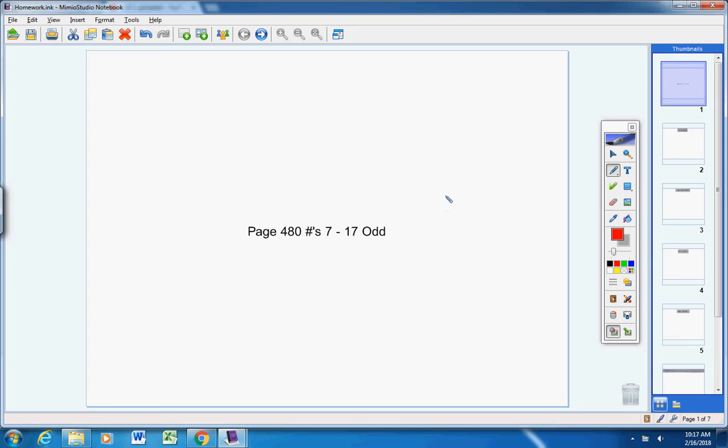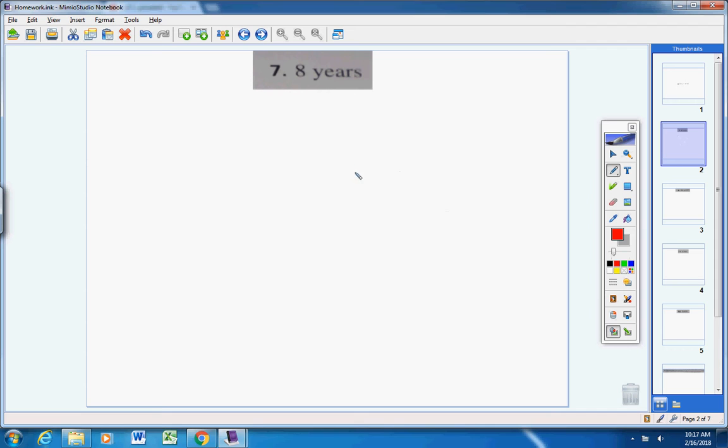Let's jump right into these problems. Okay, for number 7 and 9, the directions say that you have deposited $1,400 in an account that pays 6% interest, and they want you to find the balance. When they say balance, they mean how much money you have at the end of 8 years. So they want you to find the balance at the end of 8 years.